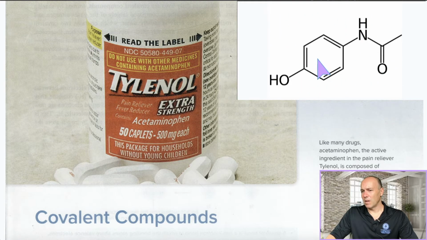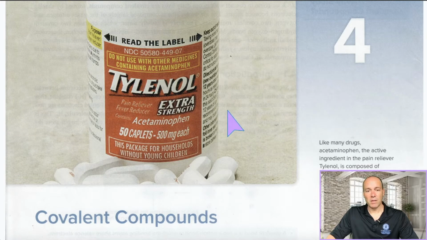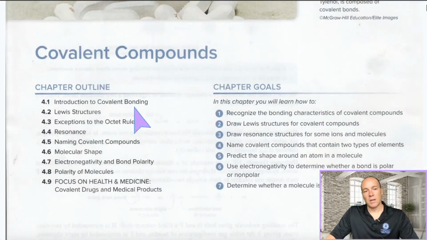This is an example of a skeletal representation of a molecule, and later in the chapter we'll discuss such structures and we'll talk about what all these lines and such represent. But for now, in this video, we will give a brief overview of the chapter, and we'll get into covalent bonding and Lewis structures of simpler molecules, and touch on some of the other concepts as well.